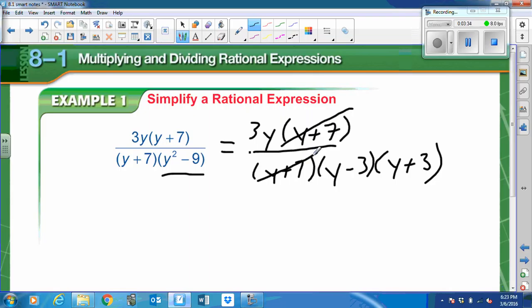Now please don't make this common mistake of saying, oh, I see a 3 here and I see a 3 here. This 3 down in the denominator is actually part of a factor, and you can't cancel part of a factor. So you can't cancel 3 in this case. It would be a big no-no.